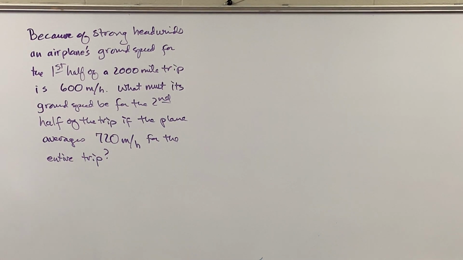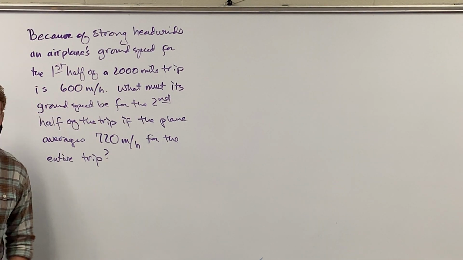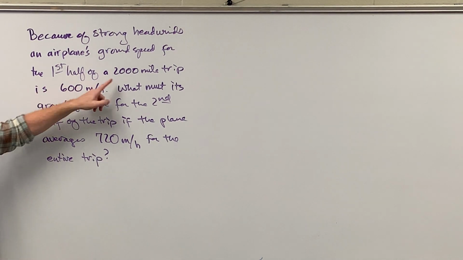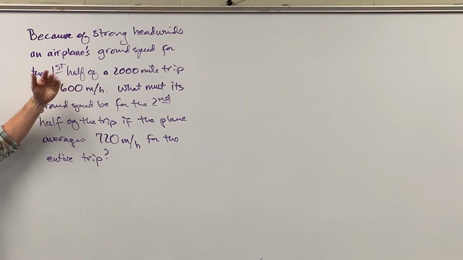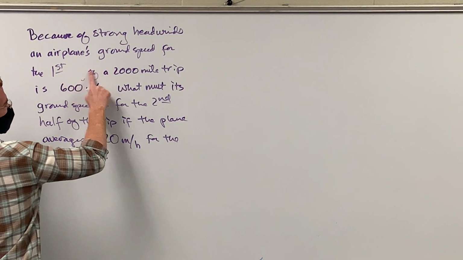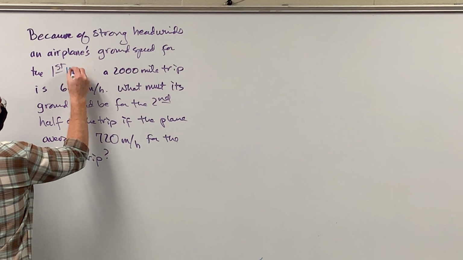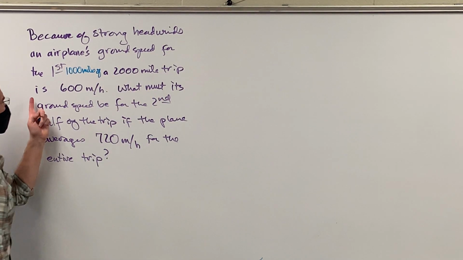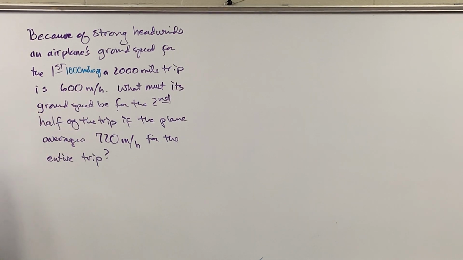So as you're copying that down, if you're copying it down, we'll walk through it again. So evidently there's this 2,000-mile trip this plane's going on, and for the first half of the trip, okay, so the first half, and they're talking about first half, they're talking about the distance, not the first half of the time. So like for the first, like you could say 1,000 miles of a 2,000-mile trip, the plane was going 600 miles an hour.